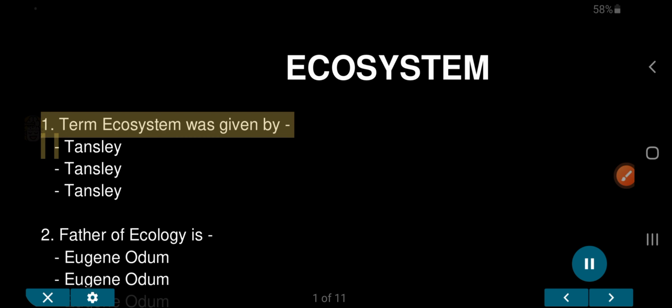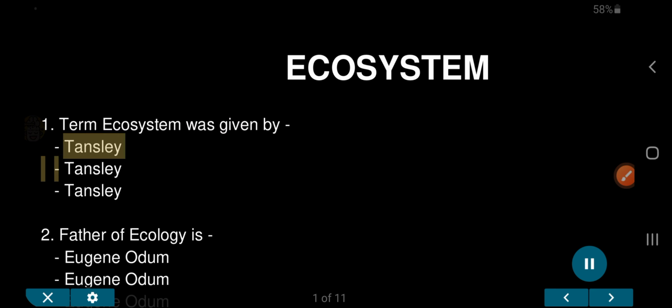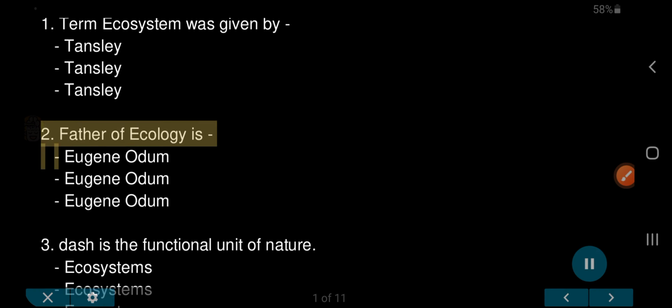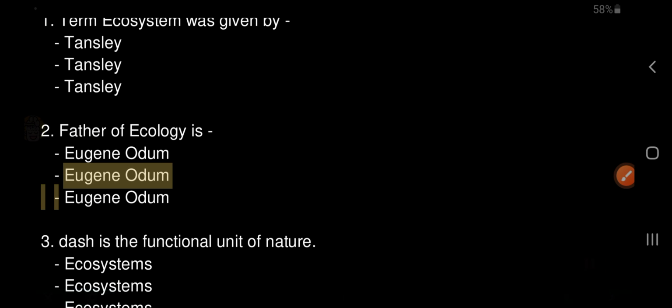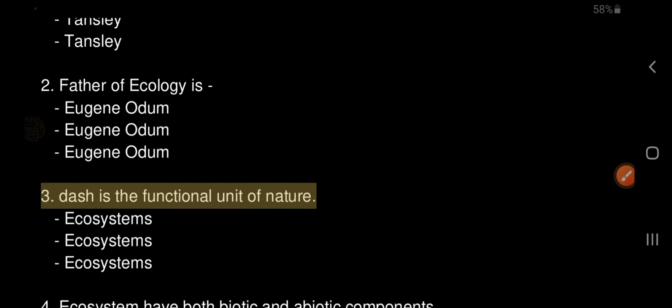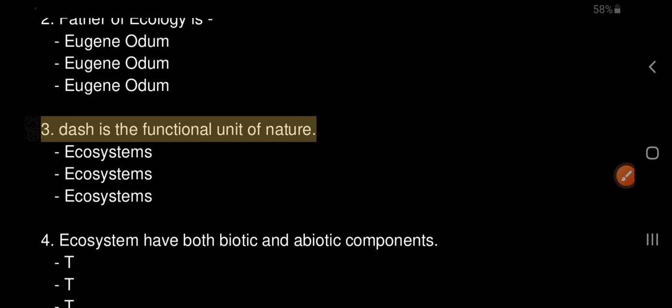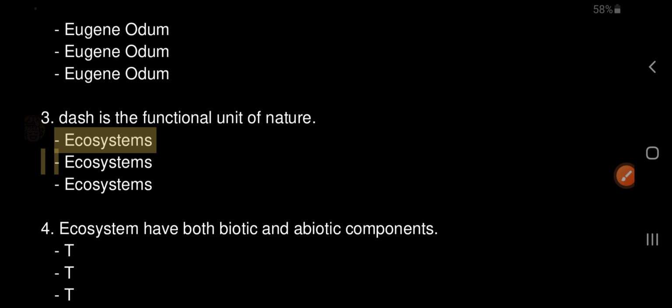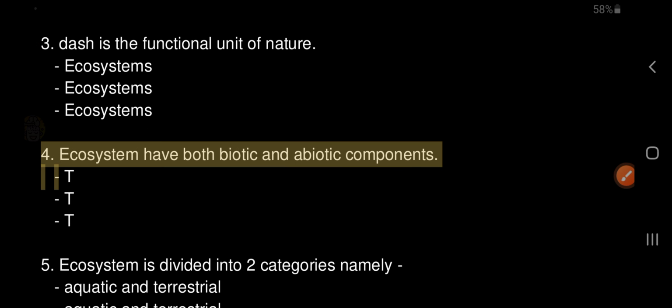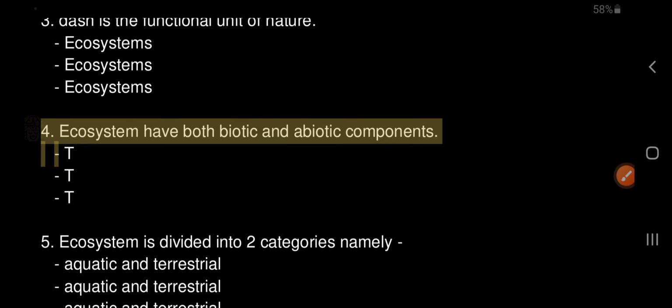1. Term ecosystem was given by Tansley. 2. Father of ecology is Eugene Odum. 3. Dash is the functional unit of nature. Ecosystems. 4. Ecosystem have both biotic and abiotic components.